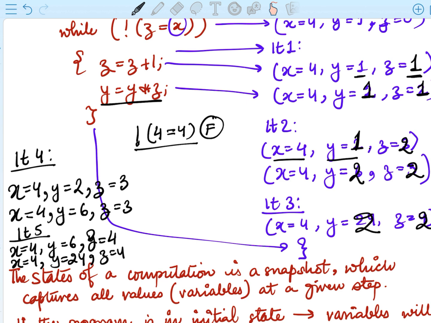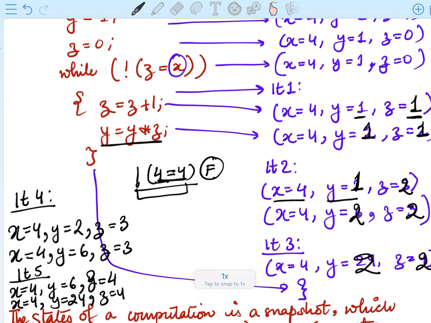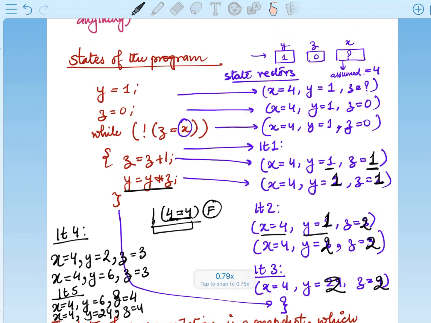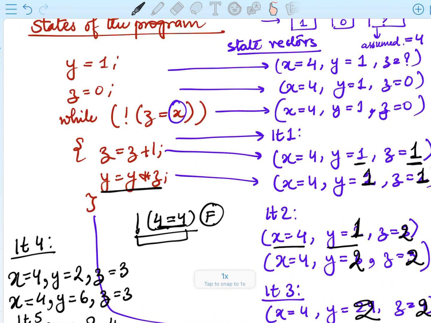This is true and this is false. Once this becomes false, false will be the answer, and once we have false, we will not go into the loop. This is how we calculate how our states change.